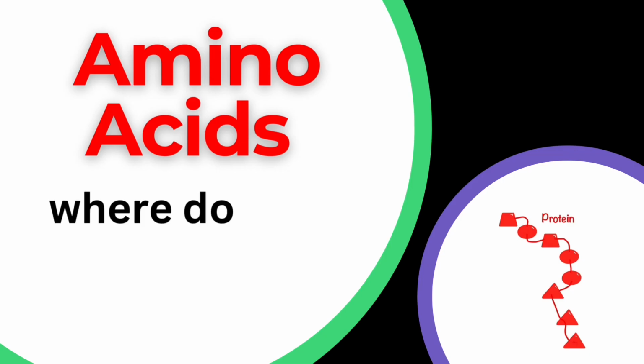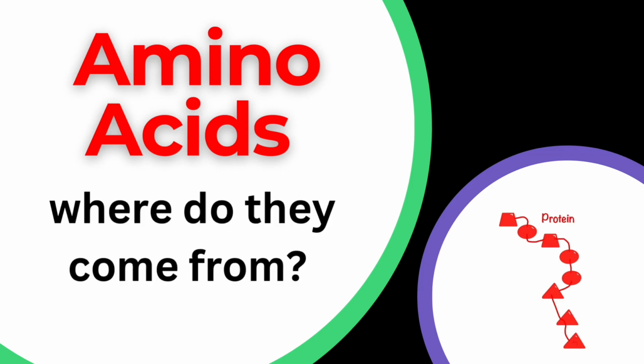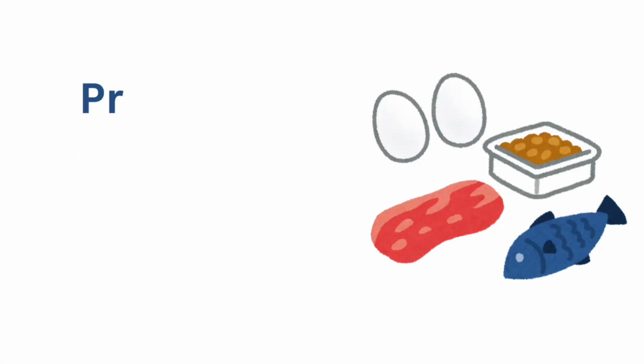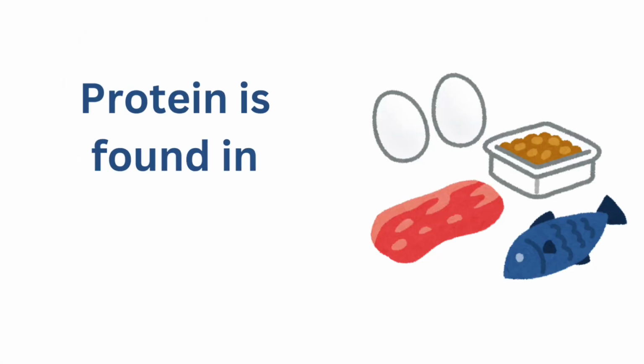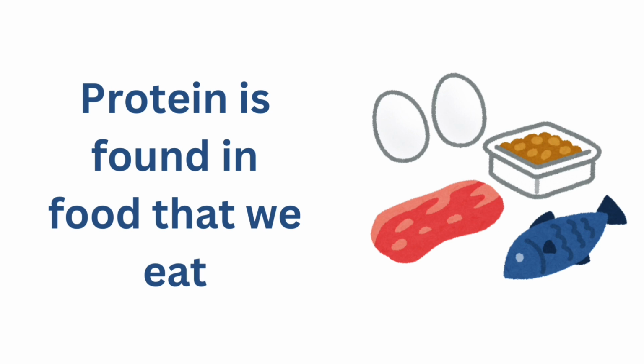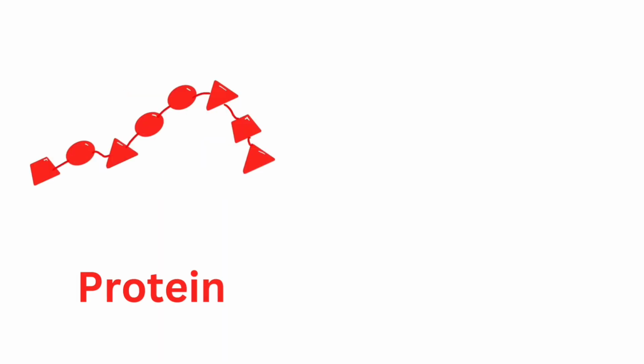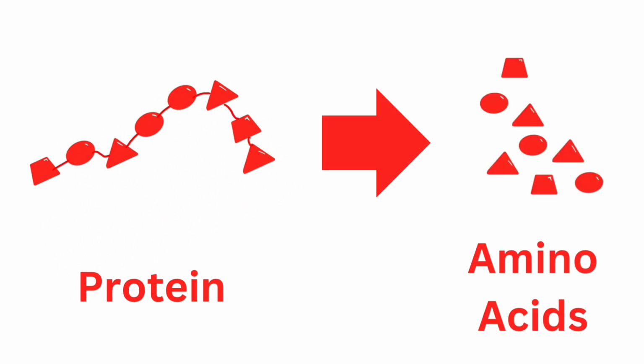So this leads us on to the question of where amino acids come from in the first place. So you probably know that we get our protein from our food. So food like eggs and beans and fish contains a lot of protein. So here's a molecule of protein that's entered your body through your food. And once the protein gets into your body, it breaks it down into amino acids so that it can reuse these building blocks to build a protein that your body needs.